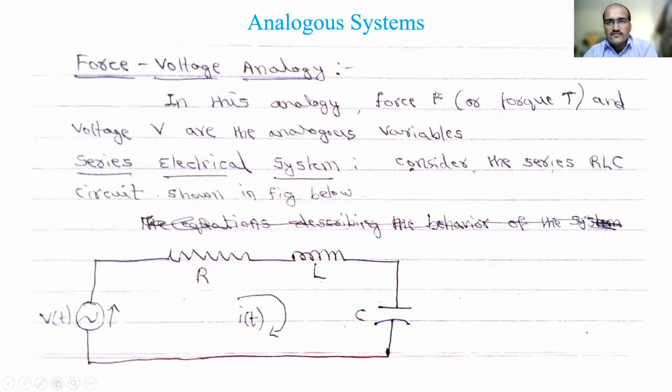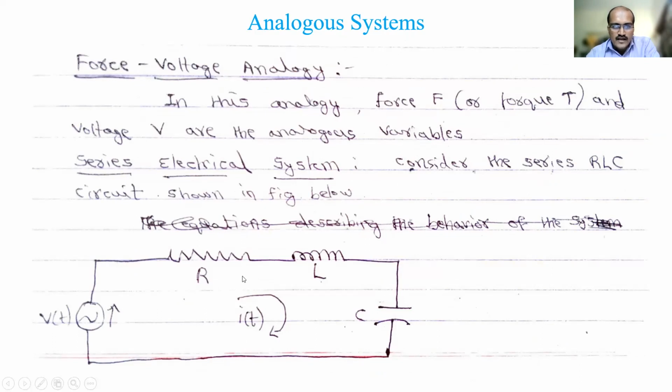In this analogy, force or torque and voltage V are the analogous variables. This is already defined, and once again I am defining it here. The force-voltage analogy normally takes a series electrical system. You know, the series electrical RLC network we took last time, in resonance and all. So that network I will consider.